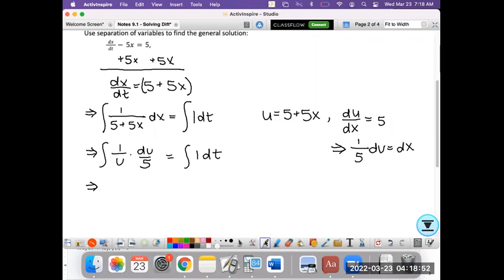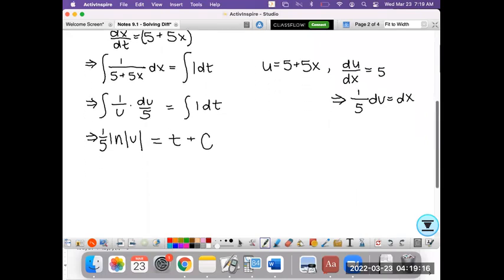The antiderivative of 1 over u is ln absolute value of u, and then I'll multiply by that coefficient of 1/5. This is the side where my dependent variable was, so I'm not going to do the plus c here, but I will do it on the independent variable side. Antiderivative of 1 is t, keep it general.